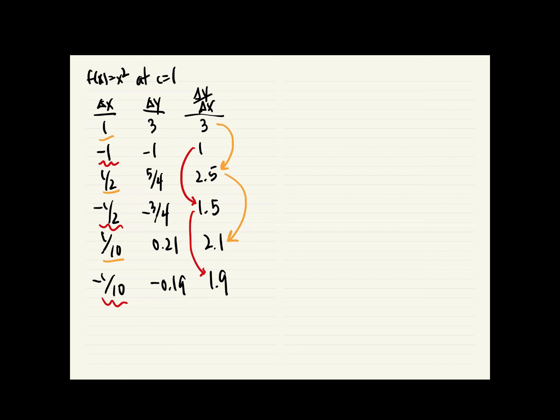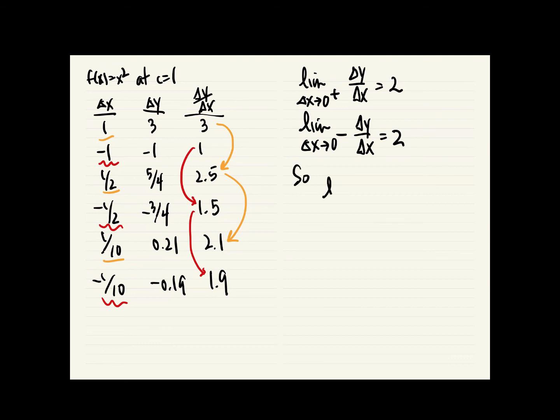If you made delta x smaller and smaller, you'd see that the limit as delta x goes to 0 from above, so these are all positive, of delta y over delta x, those are getting closer to 2. And the limit as delta x goes to 0 from below, so they're all negative, of delta y over delta x, those are also equal to 2. So these two one-sided limits agree, and so we can say the two-sided limit exists and equals 2.